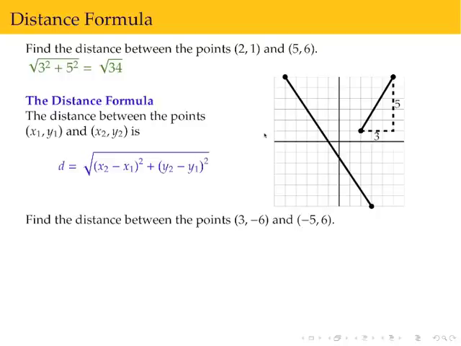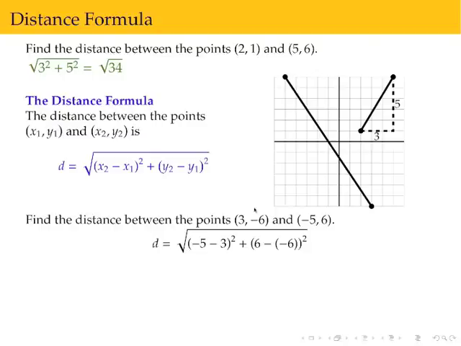So let's do another example. We're going to find the length of this line, the distance between these 2 points, without drawing a triangle. We're just going to use the distance formula. So the coordinates are (3, -6) and (-5, 6). So there are my 2 points. Here's my formula.